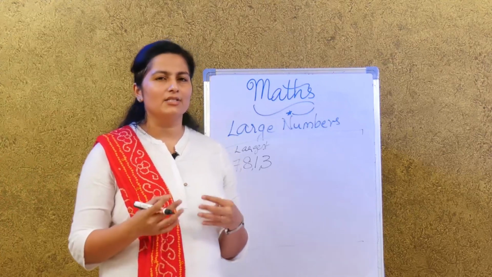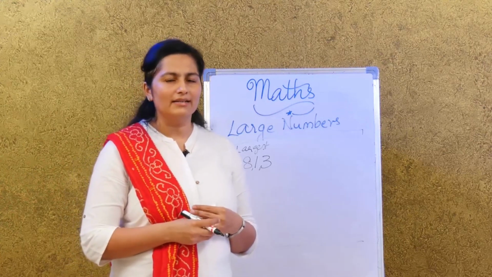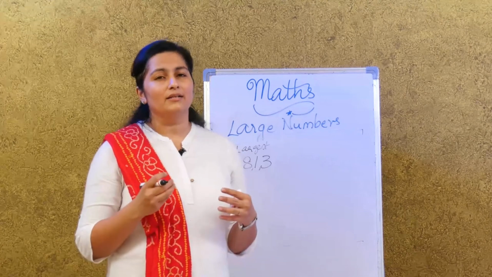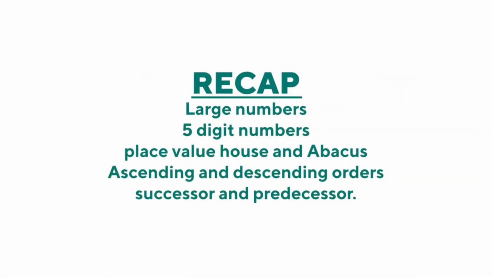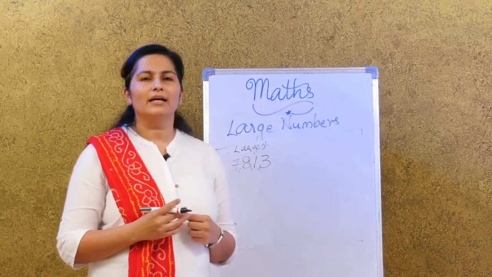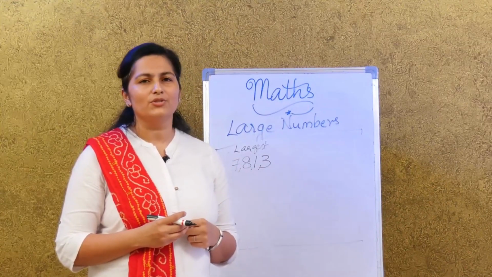So, can we just quickly remember what all we studied? We really looked long into large numbers. In today's class we learnt about 10,000s. We learned about ascending order and descending order. We also learned about successor and predecessor. Okay. So, that brings us to the end of unit 2.